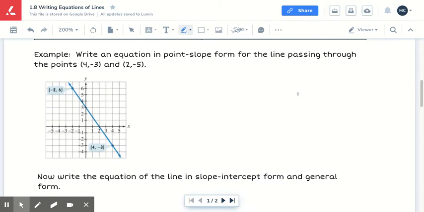All right, so now we're going to write the equation in point-slope form. I have to use the point-slope form from above for the line that's passing through these points, 4, -3, and 2, 5.